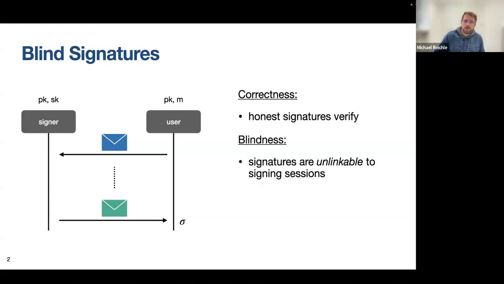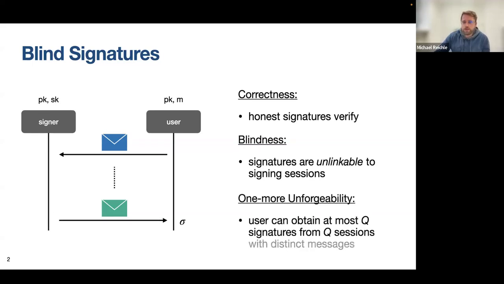For blindness, what we want is that the signatures are unlinkable to signing sessions. Essentially, this means that even if the user later on presents the signer or any other person the pair sigma and M, then the signer cannot even link this to the signing session, even though it of course might have logs for the signing session. So this is blindness.